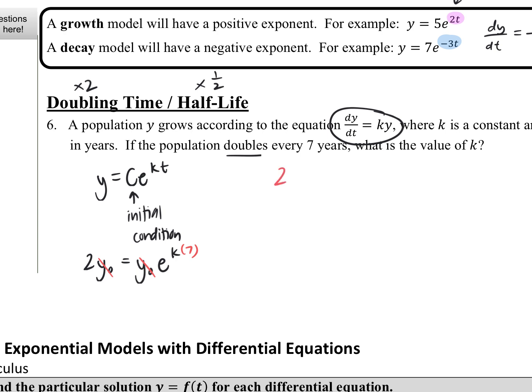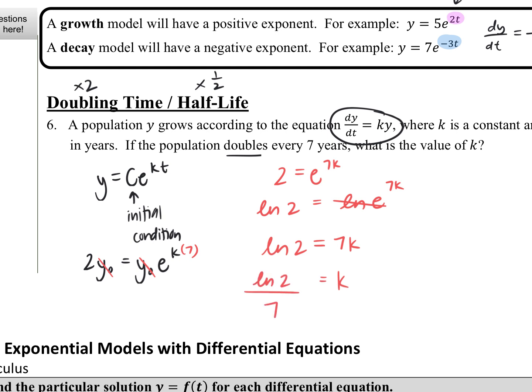And I'm left with 2 is equal to e to the 7k. Can I solve this now for k? Yeah. Take the natural log of both sides. That's going to go away. And we're left with the natural log of 2 is equal to 7k. And so k equals the natural log of 2 over 7, which we can plug into the calculator and give an approximate answer, because it asks us what is the value of k and nothing else. So I don't need to worry about approximating. It should be 0.099.